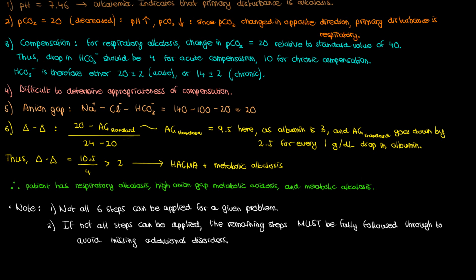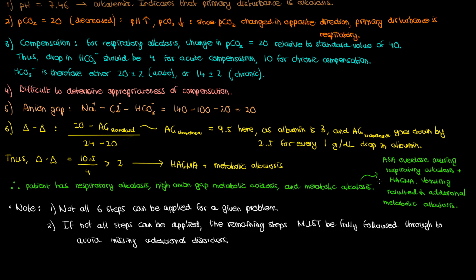Now, for those curious as to why this patient had 3 acid-base disorders, I'll tell you what happened. He was on aspirin for coronary artery disease, overdosed on it, and vomited for a few days. Recall that aspirin overdose can give you a HAGMA and a respiratory alkalosis, so 2 separate disorders. And since the patient was also vomiting afterwards, he had a metabolic alkalosis from losing chloride in his vomiting. So that's how he got 3 different acid-base disorders.